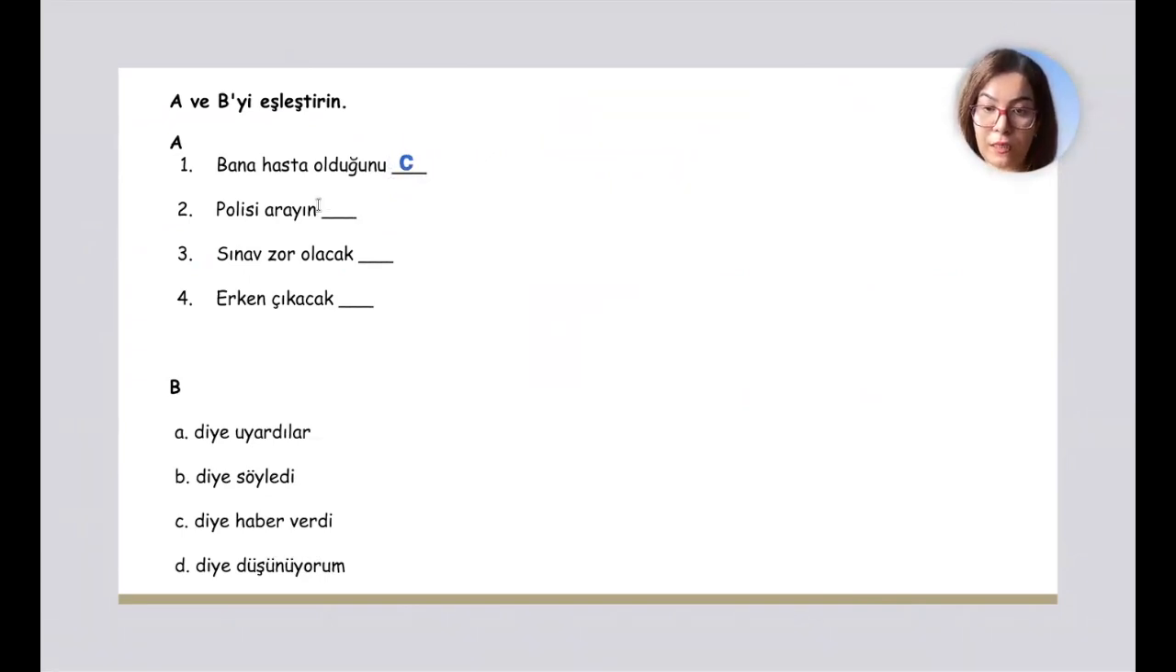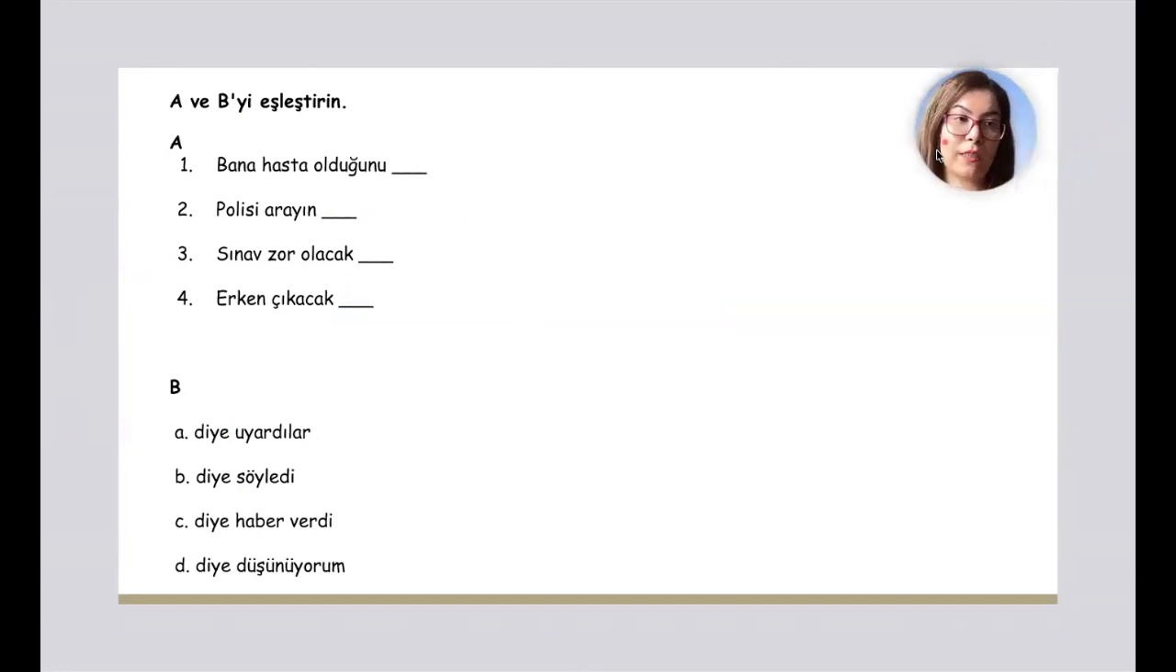Polisi arayın diye uyardılar. Sınav zor olacak diye düşünüyorum. I think the exam is going to be difficult. Polisi arayın diye uyardılar. They warned to call the police. Erken çıkacak diye söyledi. He said or she said that she is going to leave the house earlier.